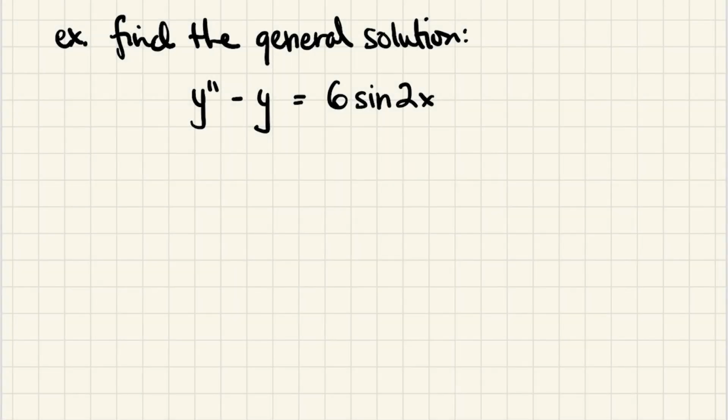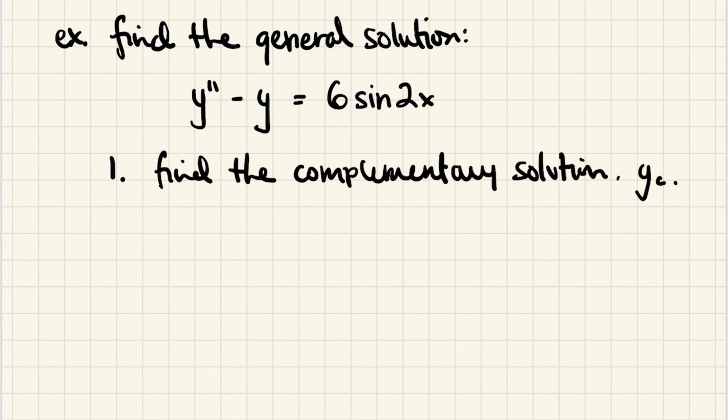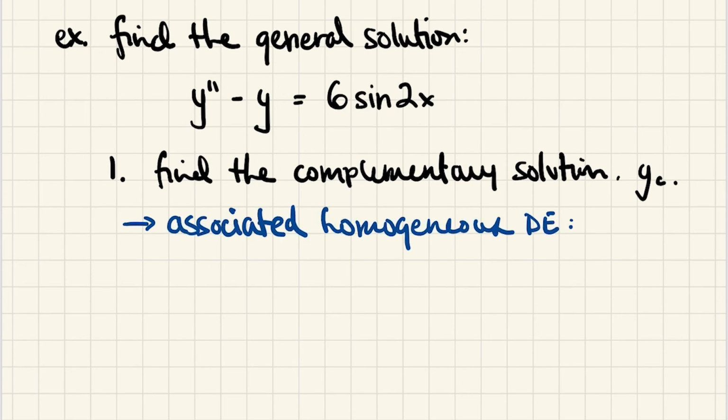All right, so here we have a clearly non-homogeneous linear second-order differential equation with constant coefficients. So we're going to just follow the method we've been doing. The first thing we should do is find the complementary solution. So we need the associated homogeneous differential equation. That would be, of course, y double prime minus y equals 0.